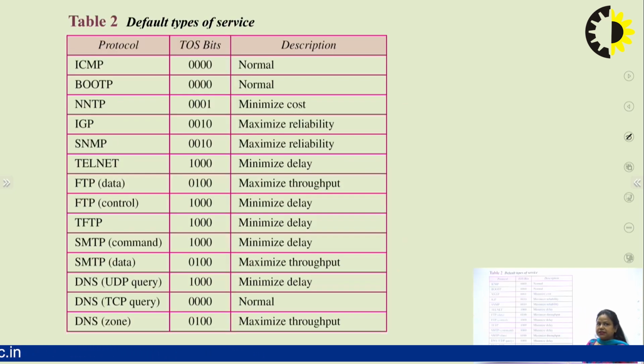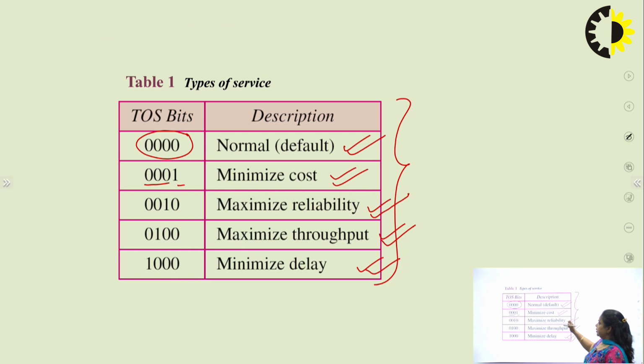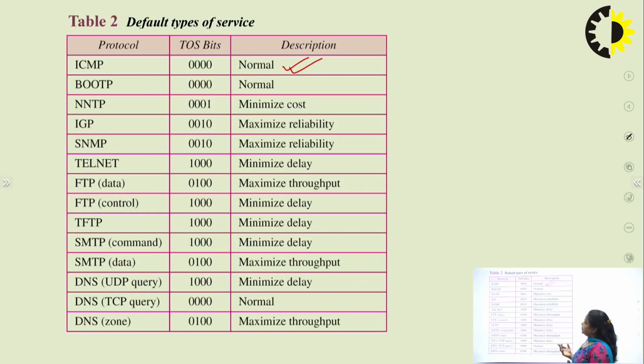Then after that, there are certain default services with different protocols, right? So for example, if I am talking about 4 zeros, we came to know from this table that if we are using 4 zeros in the TOS bits, it means it is a normal value, right? Due to which, if it is normal, we are using the ICMP and bootstrap protocol, right? Then if I am talking about 0 0 0 1, it means we are talking about minimizing the cost. In the case of minimizing the cost, we are using the protocol NNTP.